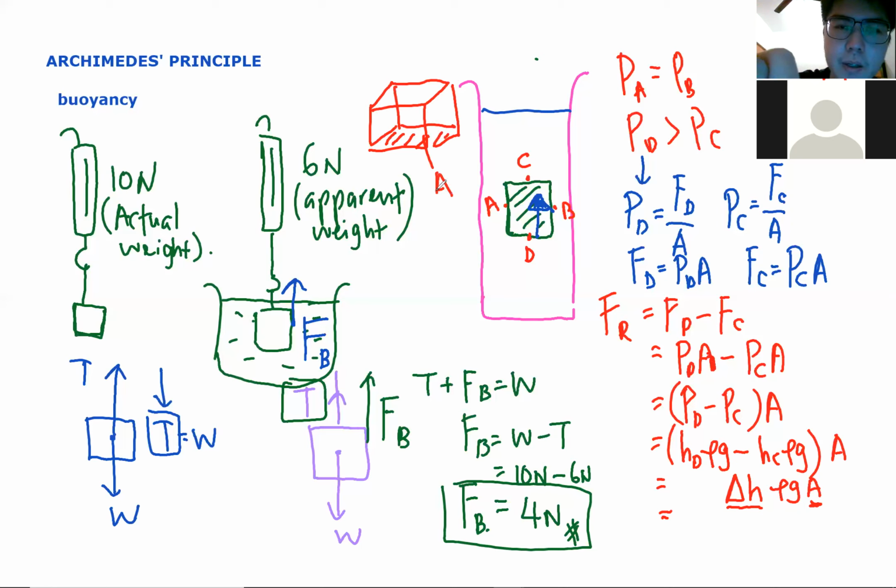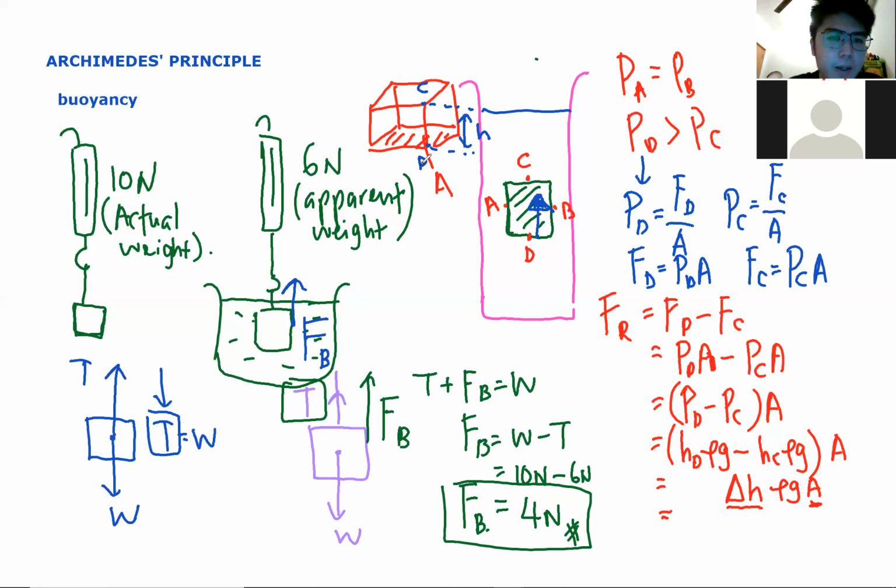This is the area, so the area multiplied by the change of height. This is the height over here. Okay, you see what I label here. So on top is point C, right? And at the bottom is point D.